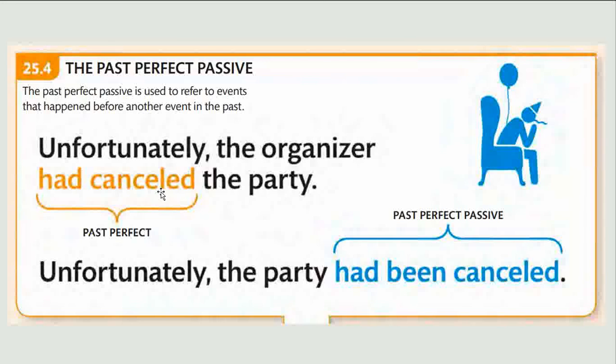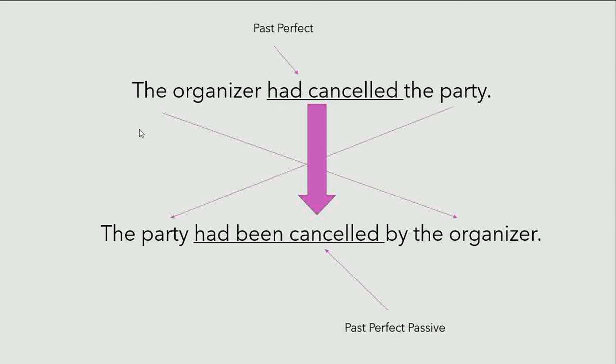Unfortunately, the organizer cancelled the party. "Had cancelled" is past perfect. In the passive voice, it becomes past perfect passive, that means "had been cancelled." Unfortunately, the party had been cancelled. Now, "unfortunately" remains as such. It is only "the organizer cancelled the party" that we are changing. Let me explain that to you so that only the second part is considered.